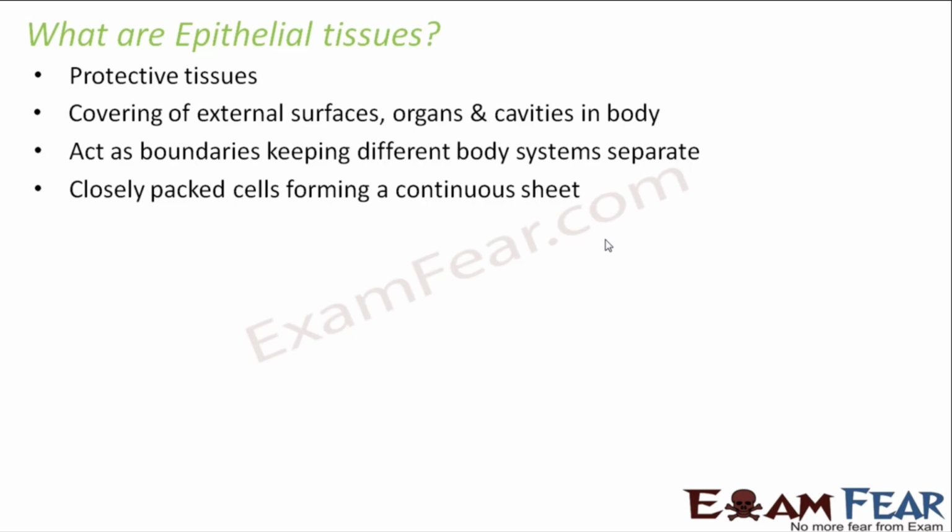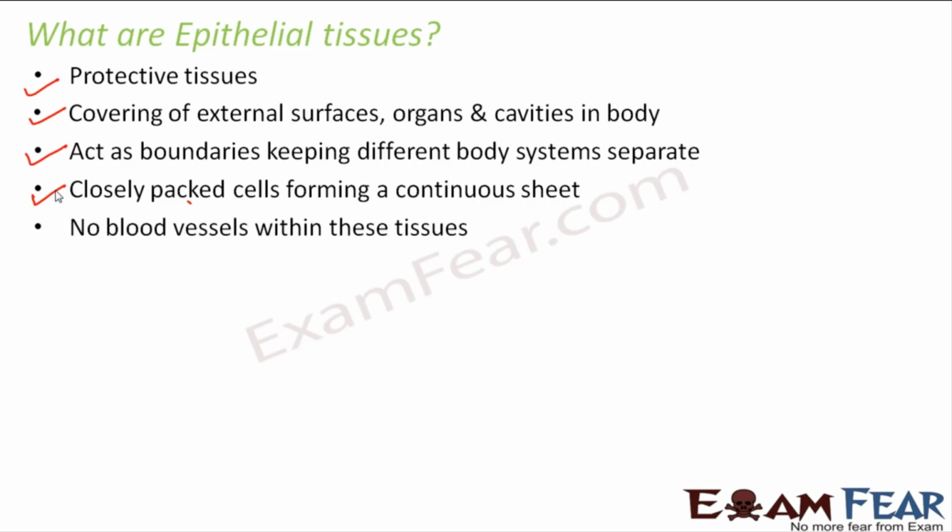That means the fluids or the waste materials or the blood or the lymph, whichever is flowing inside your body, might suddenly come out oozing from somewhere. So that is why it is very important that the epithelial tissues act as good boundaries, and in order to be a good boundary, they should be closely packed cells with very little intercellular space, so that there is very little intercellular material, right? So this is a brief description of the epithelial tissue, which acts as the covering tissue, which also acts as protective tissue, acts as boundaries, keeping different body systems separate, and they are closely packed cells forming a continuous sheet.